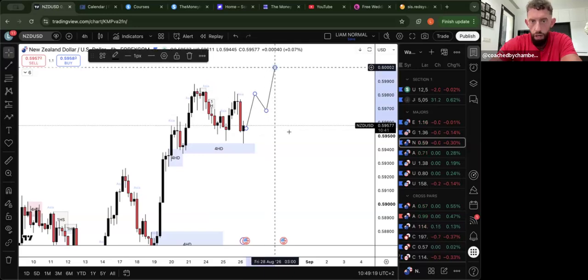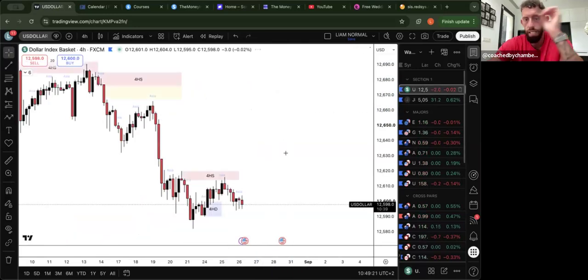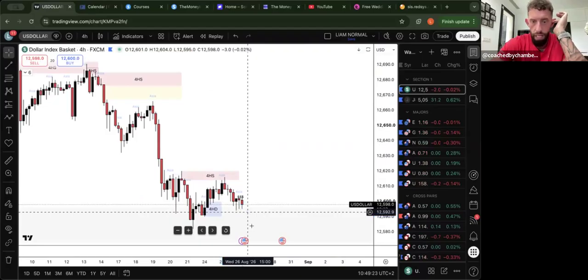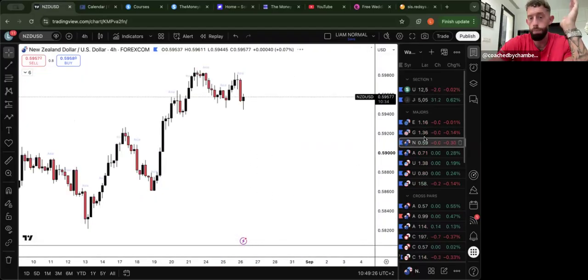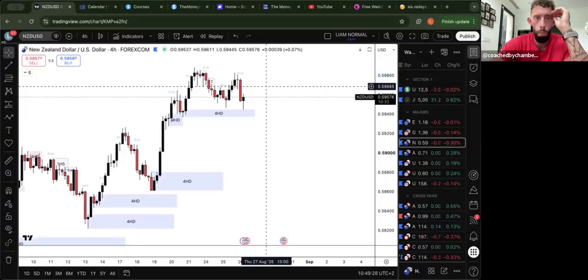So look, if the dollar is going to be bearish long term, this is a perfect scenario for us to just carry on bullish. Again, that would have to make sense if the dollar is going to carry on bearish. That would be a beautiful setup, and we can then look for more potential setups.